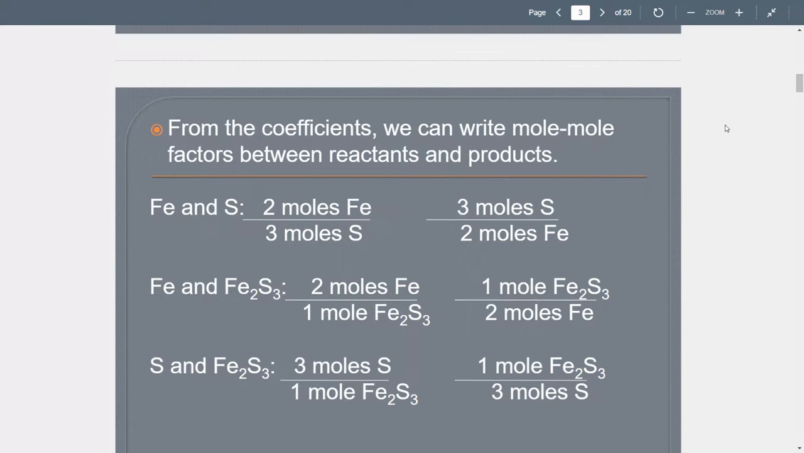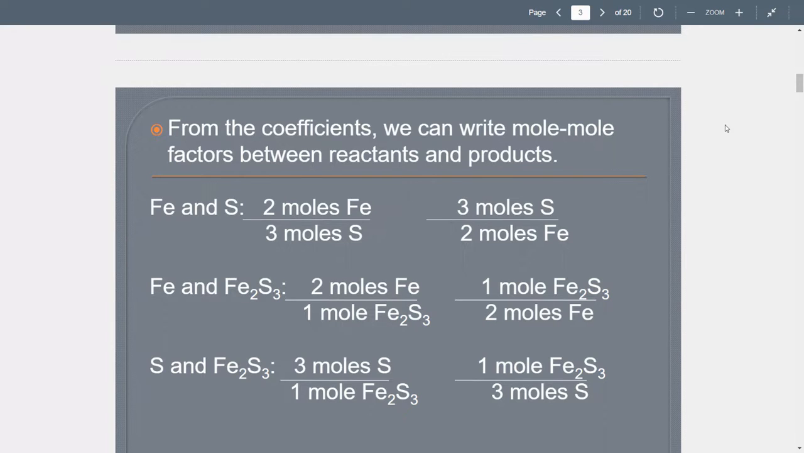Okay, and if you were using moles of iron, then you would use the second one. And I'll explain what that looks like in a second. Okay, so that's if you're comparing iron and sulfur, and that 2 and 3 is coming straight from your balanced equation. That's why it's really important that your equations are always balanced, and not only balanced, but balanced correctly.